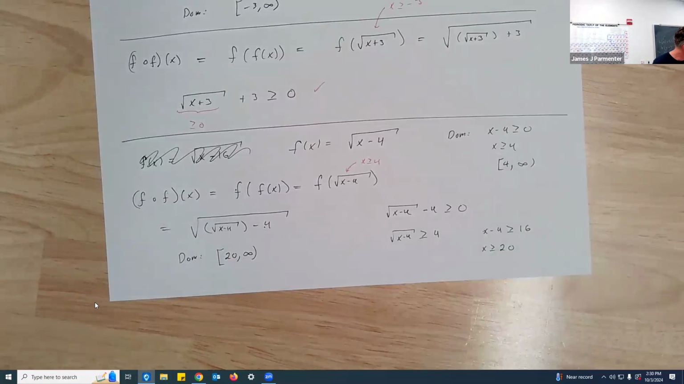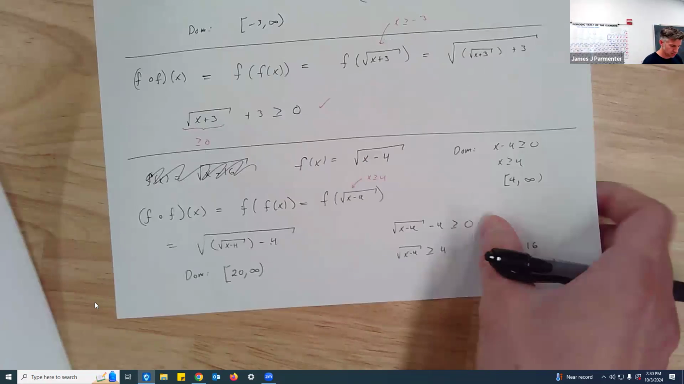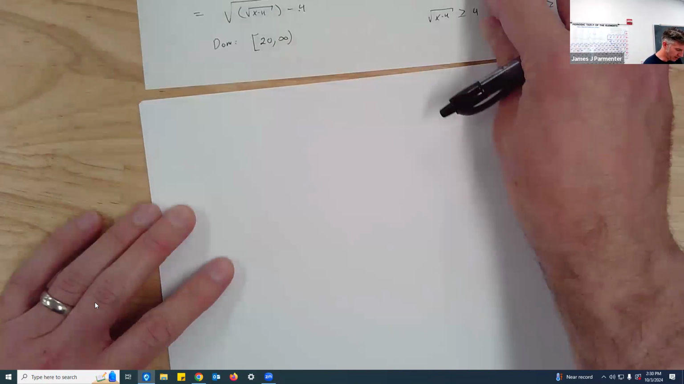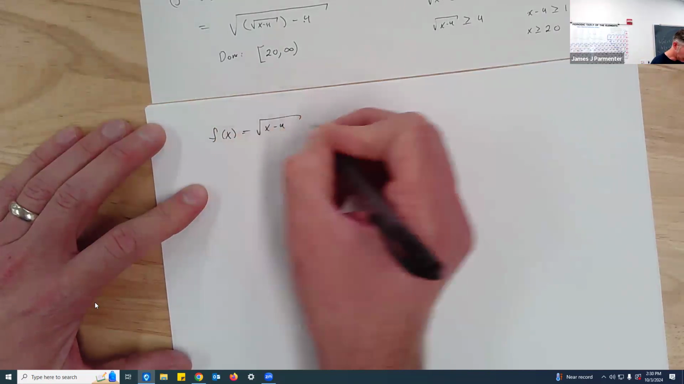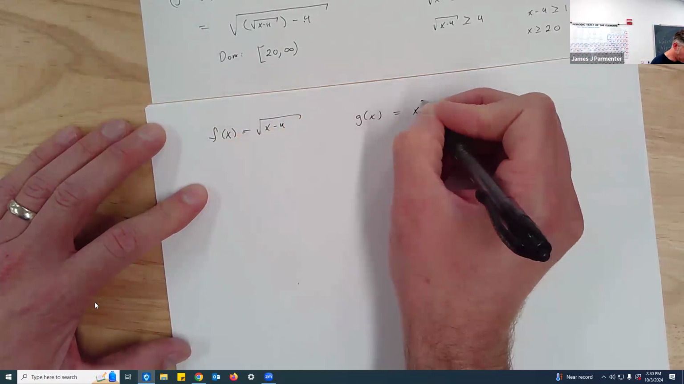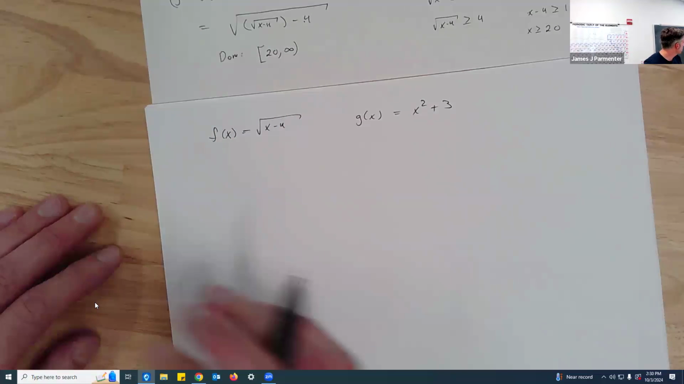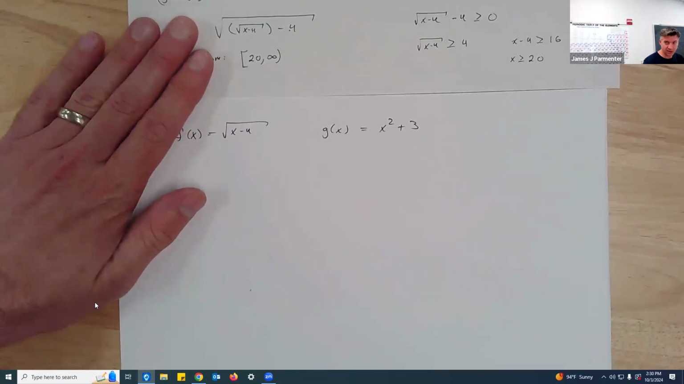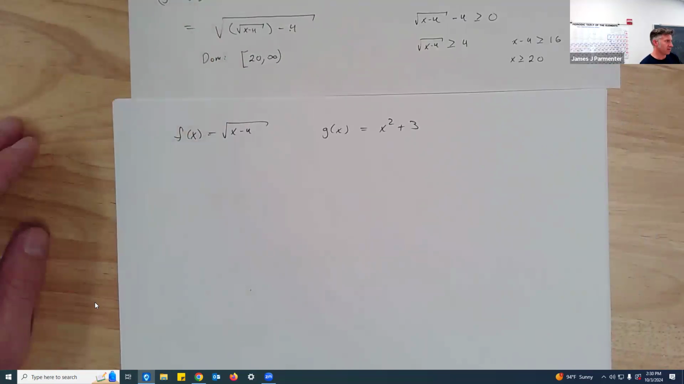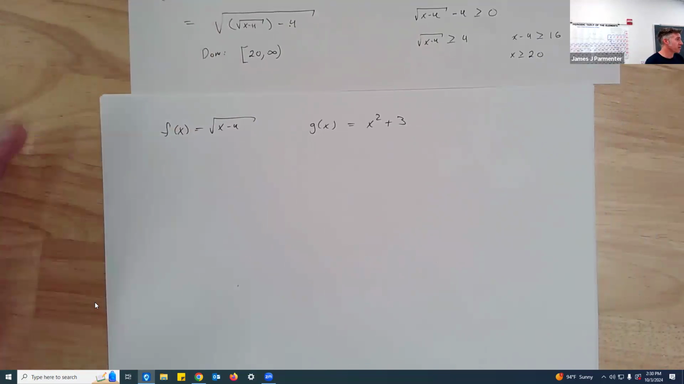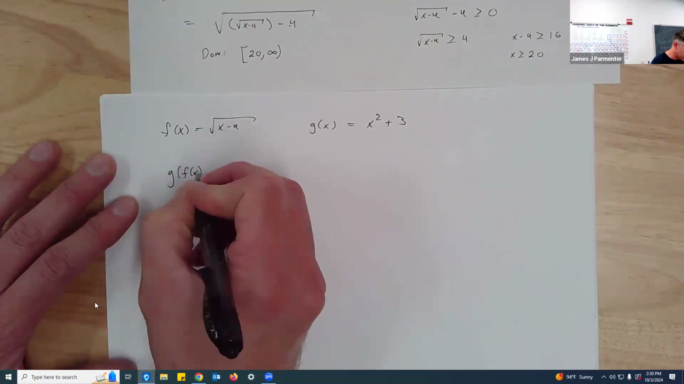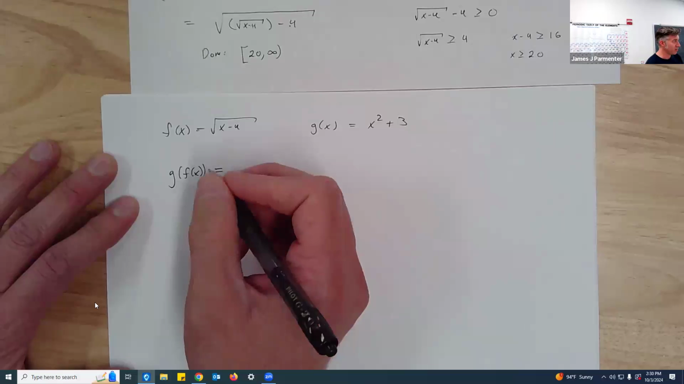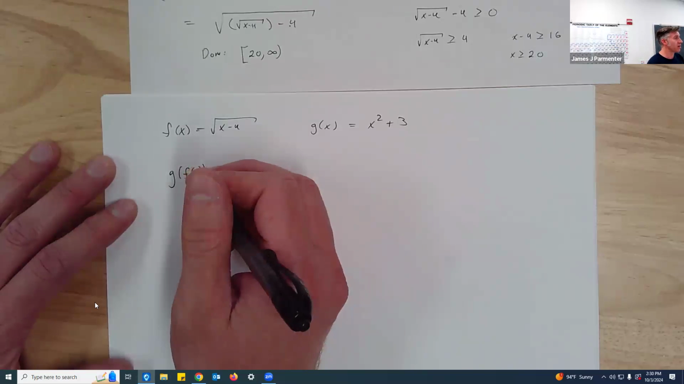One more tiny thing to say about this. Let's say we still have the same function f of x, and g of x is equal to x squared plus 3. Clearly, the domain of g of x is all real numbers. It's a polynomial, and it doesn't have any of the things we look for. If you're talking about domain, it's really important to make sure you're looking at the composition.